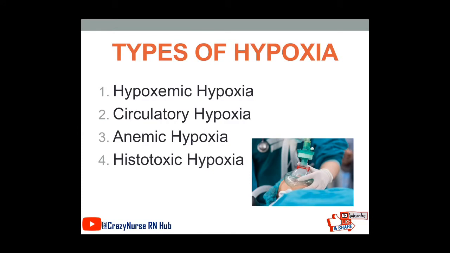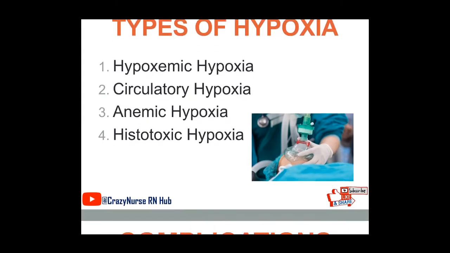Lastly, we have your histotoxic hypoxia. It occurs when a toxic substance, such as cyanide, interferes with the ability of tissues to use available oxygen. So these are the 4 types of hypoxia.